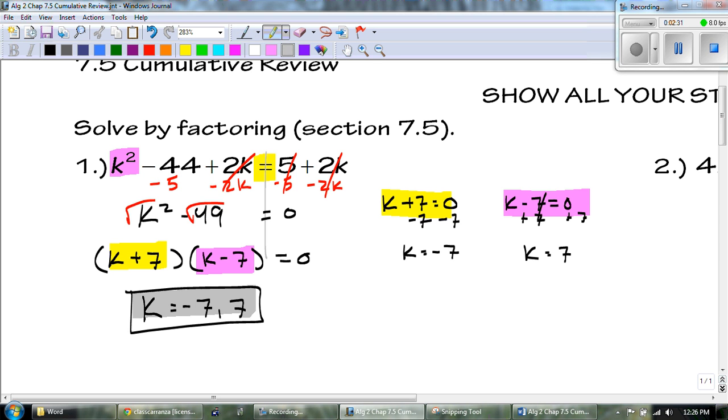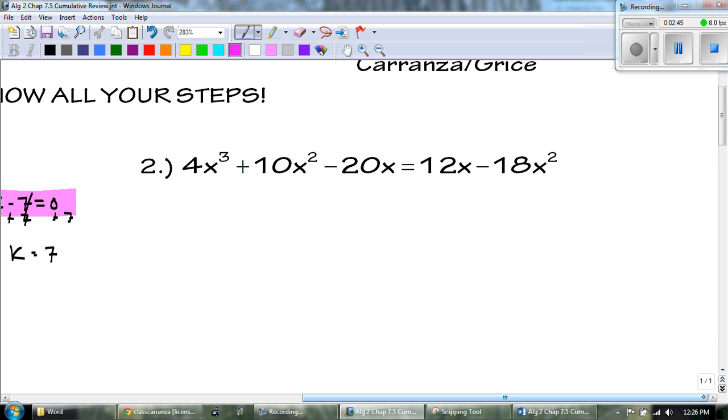That's our final answer. But just remember, we also said that you could write that as k equals plus or minus 7, because it's saying the exact same thing. All right, number 2.